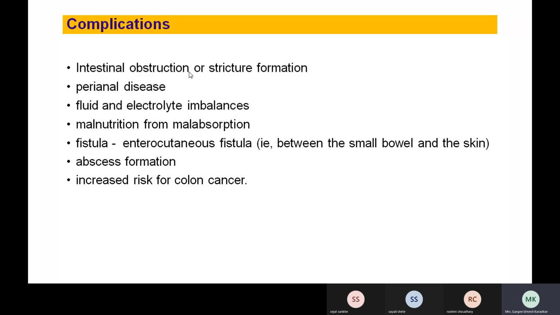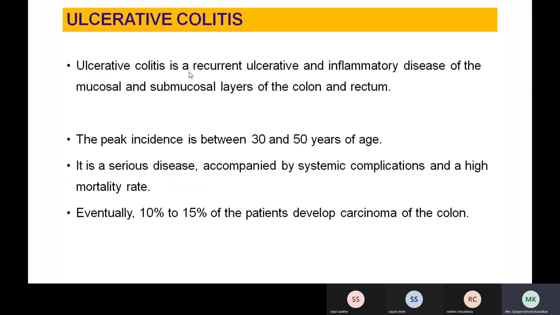So there is a connection formed between the small bowel and the skin. Then abscess formation can occur, and if it is a chronic condition, the patient will have an increased risk for colon cancer. Okay, so these are the complications. That was the first type, that is regional enteritis. The second type is called ulcerative colitis.